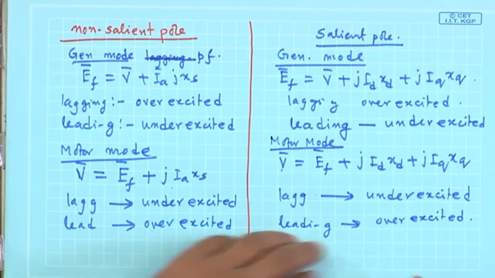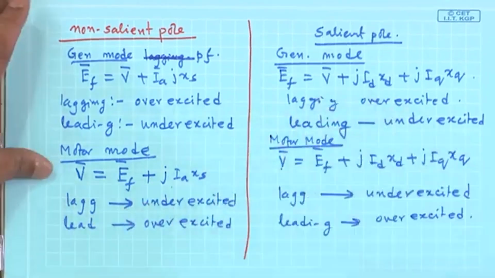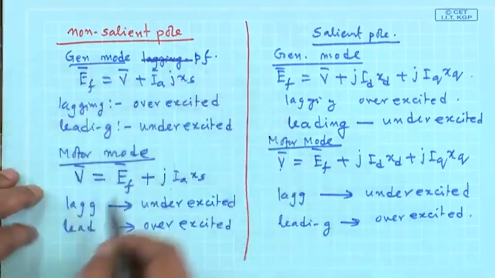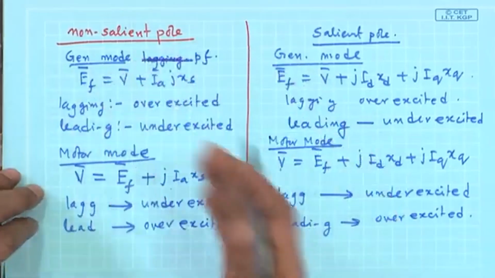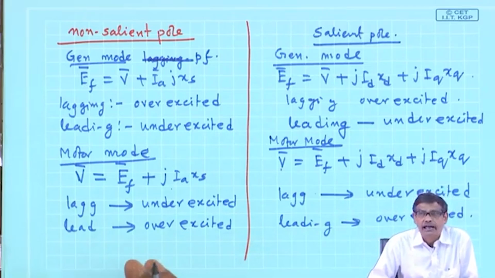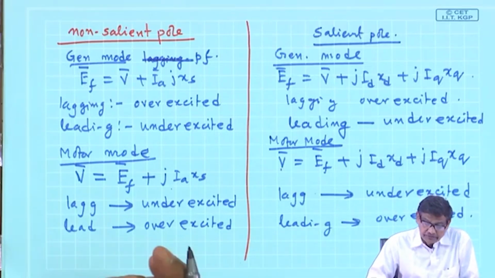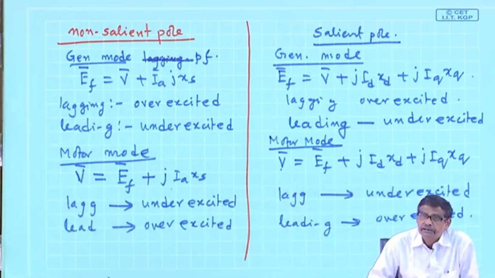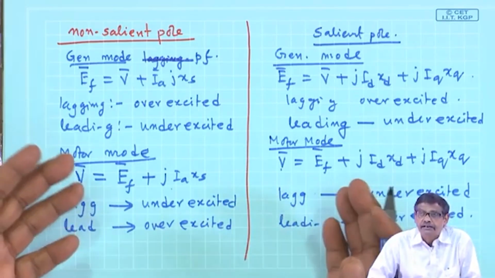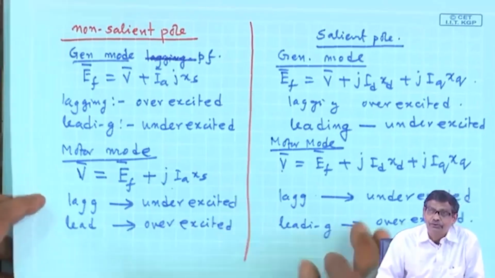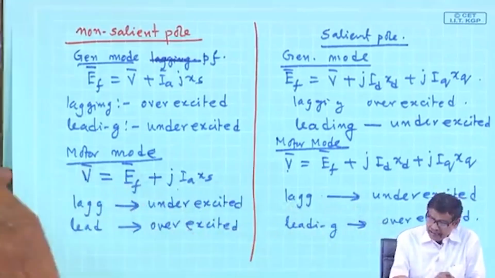Okay. So, this you must remember, this page is important to draw the phasor diagram. And of course, in case of generator mode, be it salient or non-salient, EF will be ahead of V, and if it is motor mode, no matter whether it is a salient or non-salient machine, V will be ahead of EF. And these are the clues based on which the phasor diagrams are drawn.